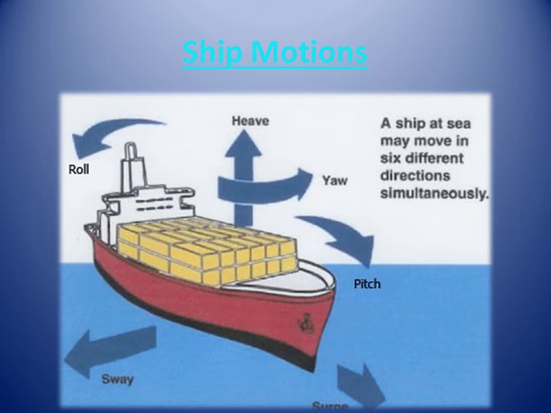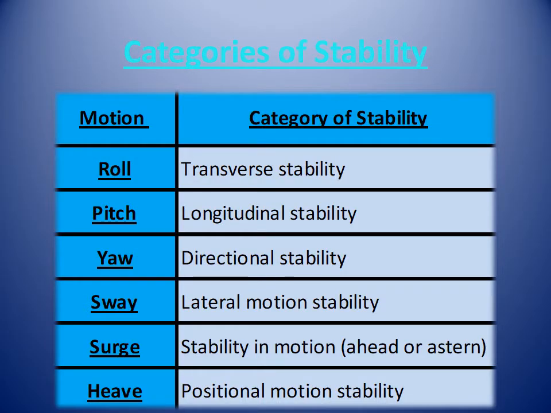Yawing. This is the momentary deflection from projected course, when the stern moves to port, when the bow moves to starboard, and vice versa, alternatively. Heave. This is the brief vertical motion of the whole vessel upward and downward due to the rise and fall of the sea surface. Some kind of stability is needed to react to all of these motions.